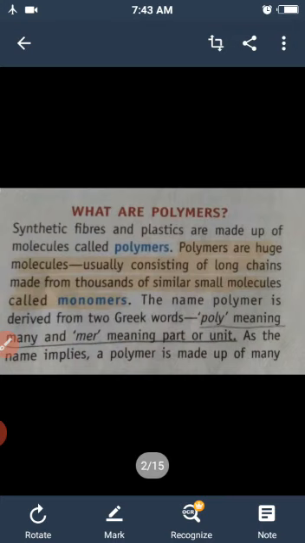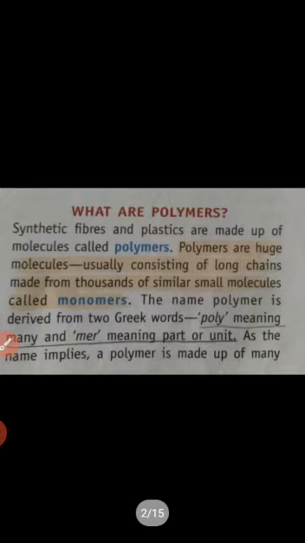Polymers means huge molecules. They usually contain a long chain. They are made up of thousands of similar small molecules called monomers. The word polymer is derived from two Greek words: poly means many and mer means unit. So many molecules connected in a long chain are called a polymer.